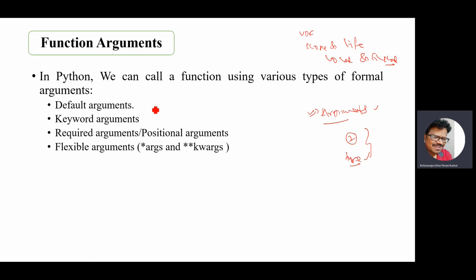Now just observe here, we can call a function using various types of formal arguments. In the function definition, I have the function name along with my argument list. And these argument lists are very handy and very helpful in our programming logic.